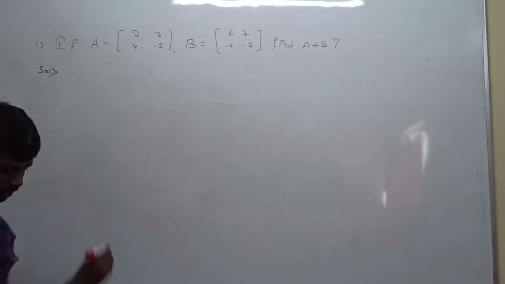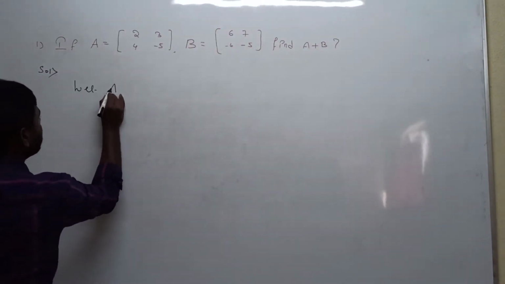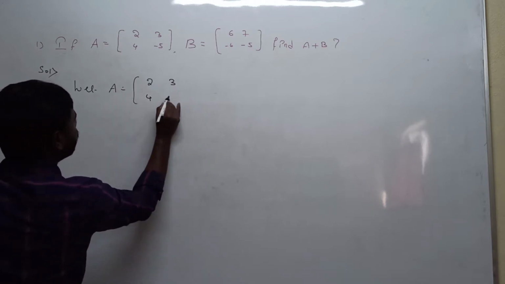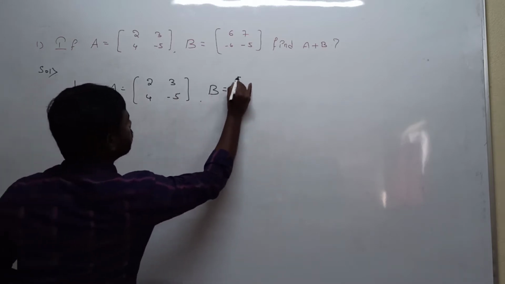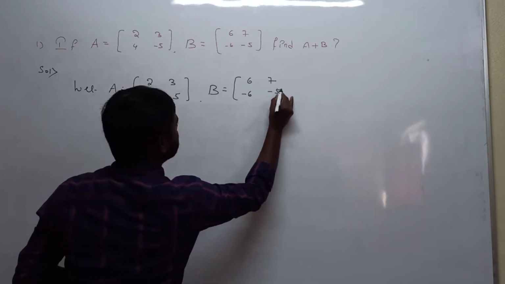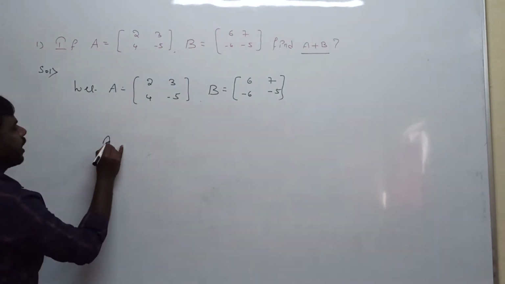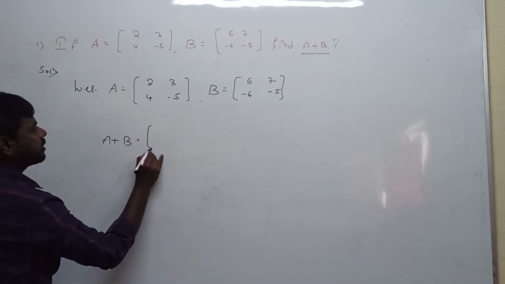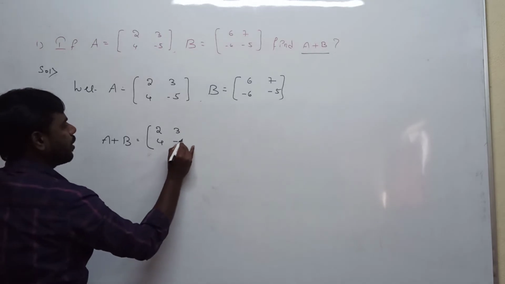So first we have to write the given matrices. Let A be equal to [2, 3; 4, -5] and B be equal to [6, 7; -6, -5]. What are they asking? The sum of the two matrices. So to calculate A plus B, first substitute the A matrix. What is the A matrix? 2, 3, 4, minus 5.